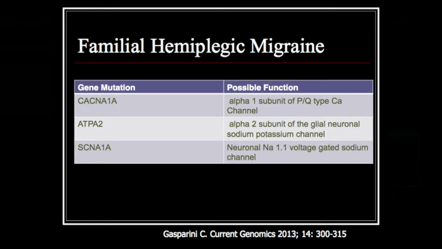Now with the familial hemiplegic migraine, which we talked about before, there actually now are 3 gene mutations that have been shown to be responsible. Most of these are channelopathies. The CACNA1A gene encodes the alpha-1 subunit of the PQ type calcium channel. There's also an ATP1A2 gene mutation, which codes for the alpha-2 subunit of the glial neuronal sodium potassium channel. And then finally there's an SCN1A gene mutation, which is for a neuronal sodium channel as well. So there are a variety of mutations which have been found to cause familial hemiplegic migraine.